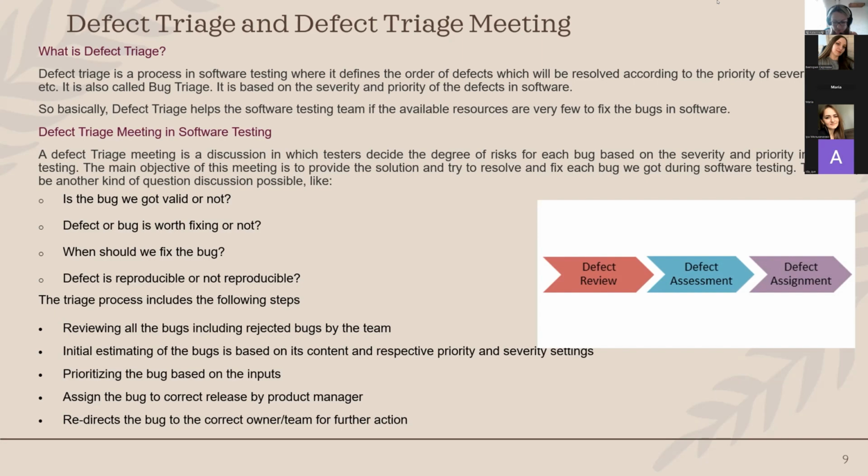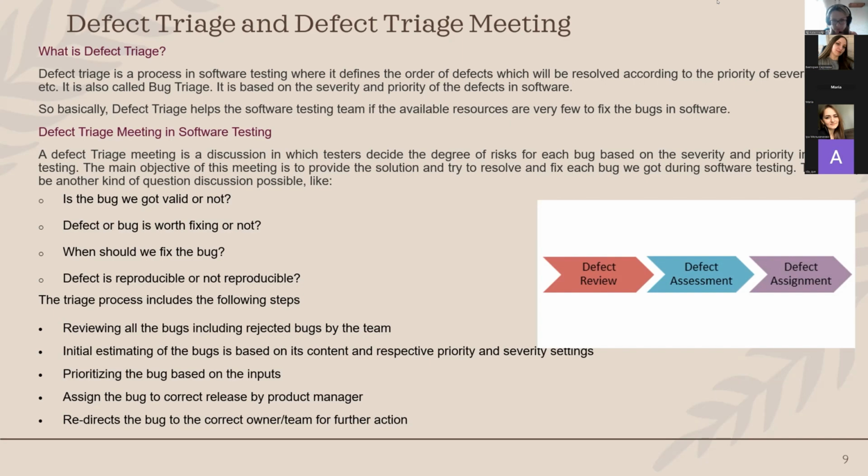Redirect the bug to the correct owner or team for further action. In a defect triage meeting, apart from the discussion, testers divide the bugs into different sections based on their characteristics to fix them. There are the following categories: defects to fix now.